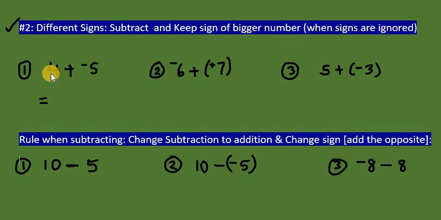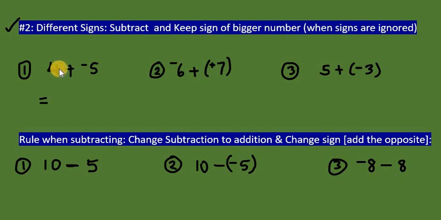So let's look at positive 4 and negative 5. We're adding them. Let's ignore the signs. Which is bigger? The 5. Okay, good. Let's look at negative 6 and positive 7. When we ignore the signs, which one is bigger? 7. All right, so that's the idea there.